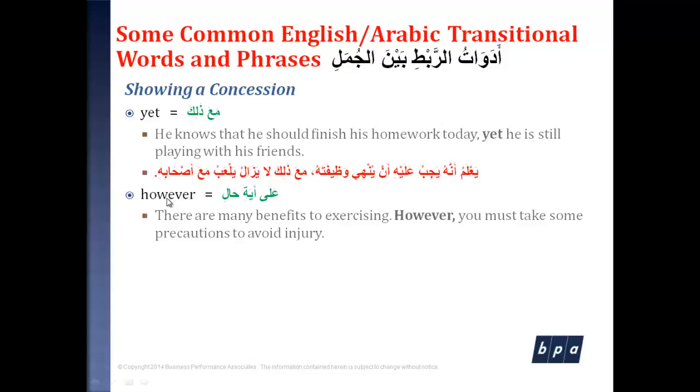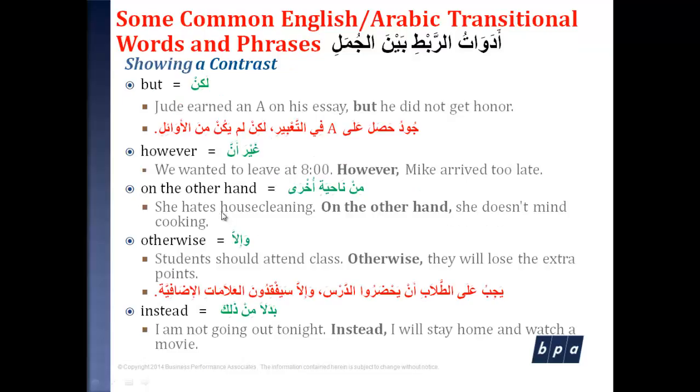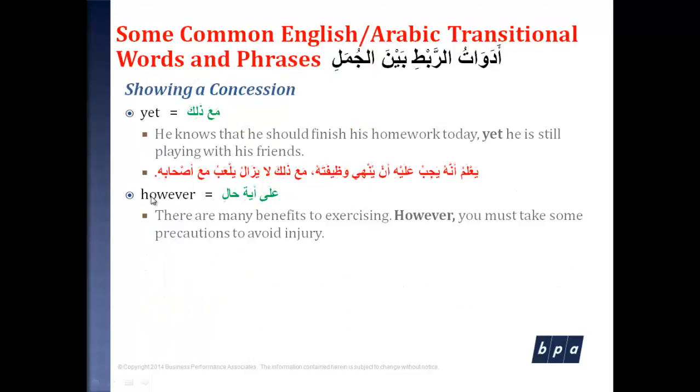However, here's another meaning of however, على أية حال. And the example for that in English is there are many benefits to exercising. However, you must take some precautions to avoid injury. In the previous slide, we discussed however as غير أن, and in this instance, however, there's another common use, على أية حال, and here's a good example for that.